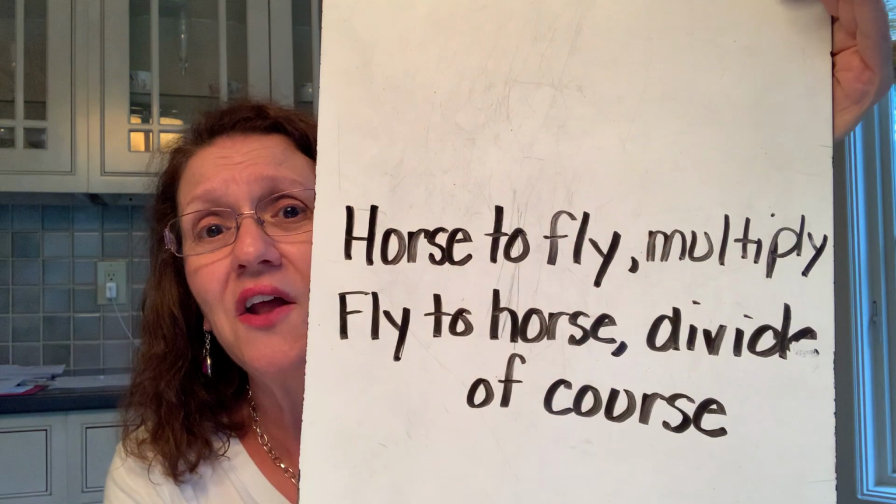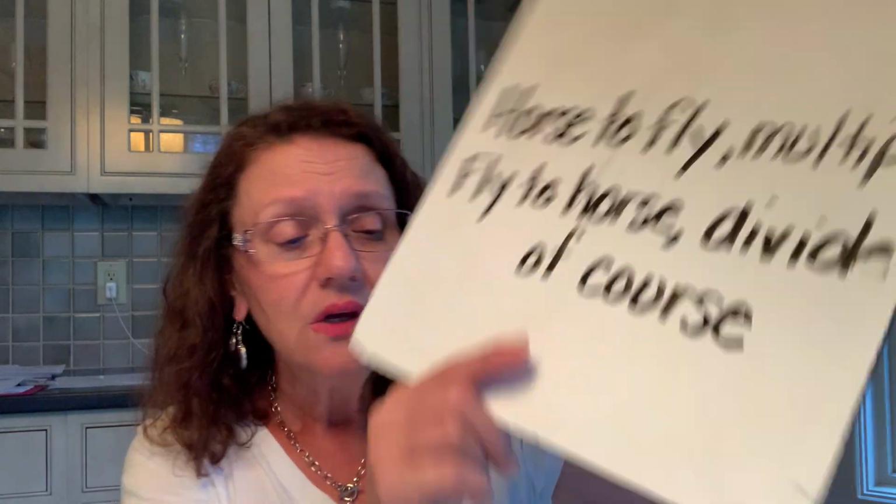So the system for conversion is the same thing. Horse to fly, multiply; fly to horse, divide, of course. So I have a really good example on the 2nd page of your conversion note. It's for chapter 11, lesson 2, but the 2nd page, the example actually uses units of capacity. And the example is: Bob has 1 gallon of lemonade. If his sister drank 2 cups, how many fluid ounces of lemonade does he have left?